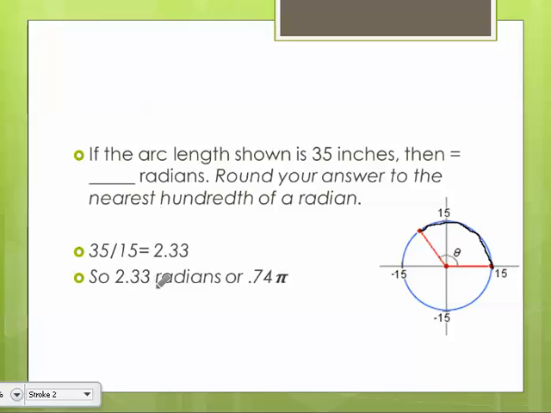So it's 2.33. Now if I go ahead and stick 3.14 in there and divide that out, I get 0.74 pi. So this might be a little bit closer answer. This is the answer that they wanted in the place I took this off of. So 2.33 radians.